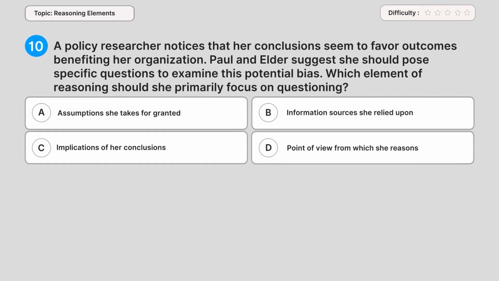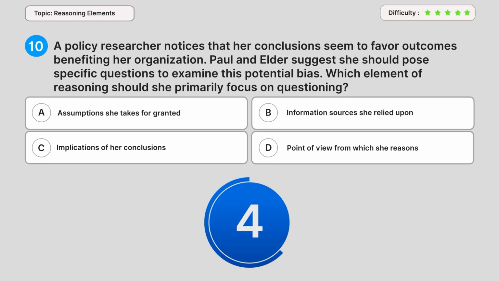10. A policy researcher notices that her conclusions seem to favour outcomes benefiting her organisation. Paul and Elder suggest she should pose specific questions to examine this potential bias. Which element of reasoning should she primarily focus on questioning? A. Assumptions she takes for granted. B. Information sources she relied upon. C. Implications of her conclusions. D. Point of view from which she reasons. Can you guess the answer?